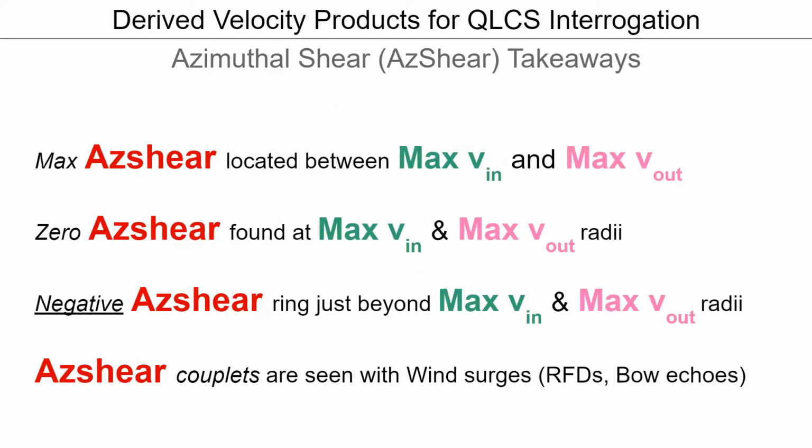So takeaway so far. AzShear is between max in and out, and 0 is going to be where you've actually got your strongest inbounds or outbounds, and negative matters a lot too, as we'll talk about a little more.